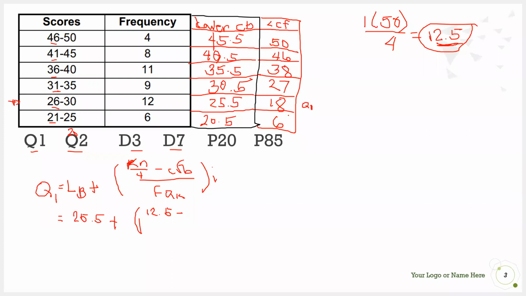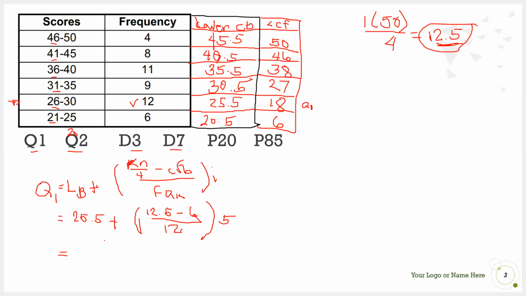Ano yung nasa baba ng 18? 6 po. 6. So 6, kopyahin mo yung 6 over the frequency of the quartile 1. Ano yung frequency ng quartile 1? Tingin ka dito. Anong frequency niya? 12. So this is 12 times I. Ano yung I mo? That is 5. 21, 22, 23, 24, 25. So may 5. So yan, computein lang natin yan.